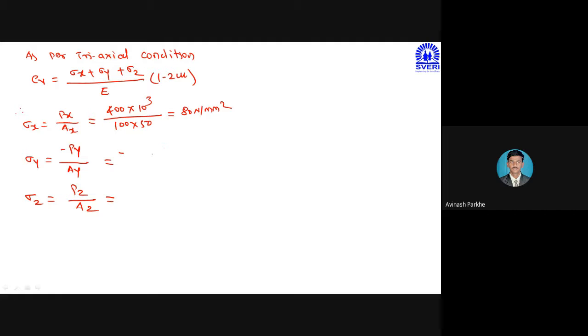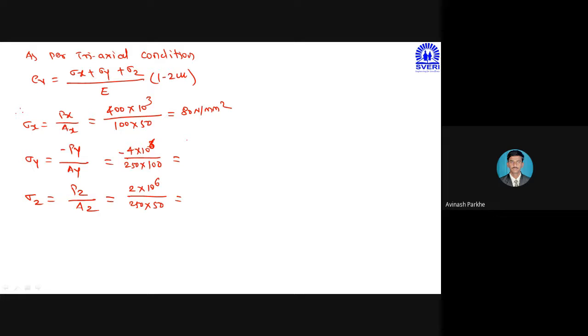Then sigma y is given as minus 4 into 10 raised to 6, sorry, 10 raised to 6. It is mega Newton. Divided by L into B. L is given as 250, B is given as 100. So sigma y. Similarly, 2 into 10 raised to 6 Pz, the dimensions 250 into depth 50 is equal to.